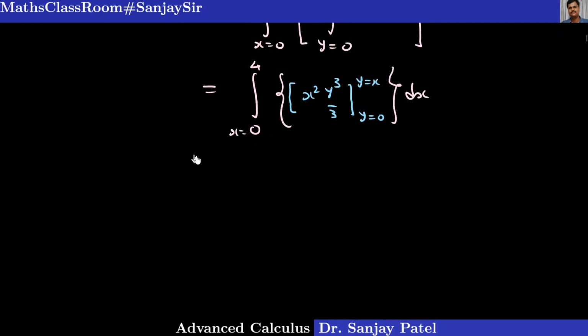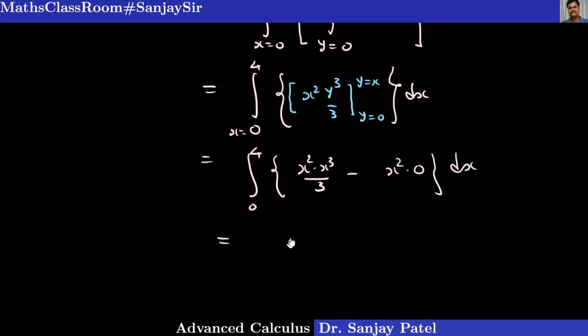Now, substituting the limits of integration, we get the integral from 0 to 4, say. Putting y equal to x first, we get x square into x cube by 3, and then y equal to 0, we get x square into 0, into dx. So the final answer is the integral from 0 to 4 of x to the 5 upon 3. The denominator is 3. And this is to be integrated with respect to x now.